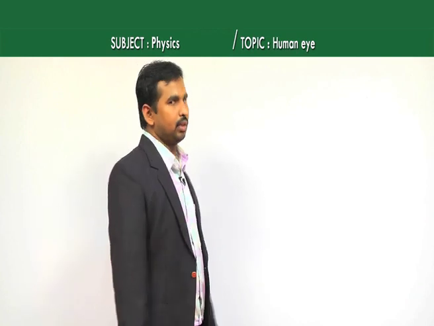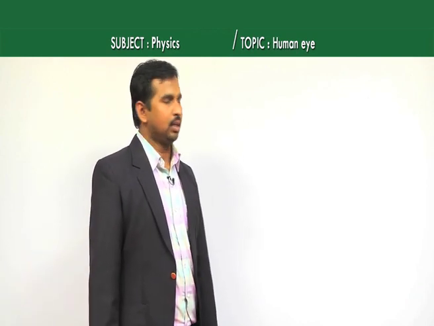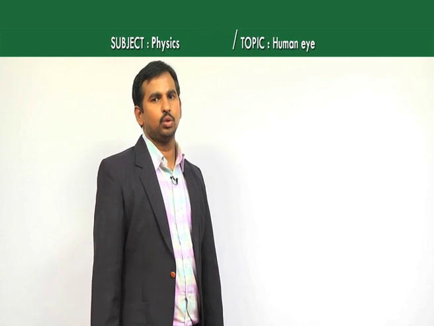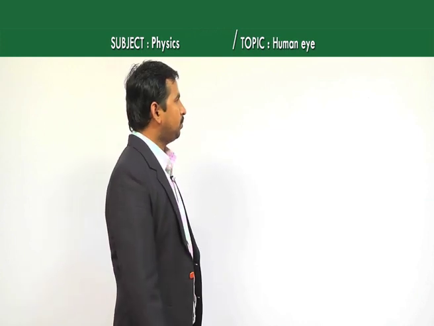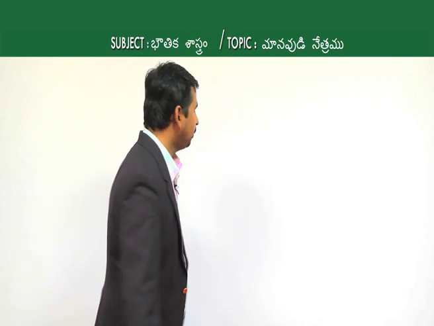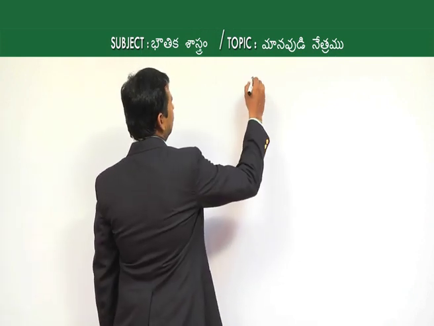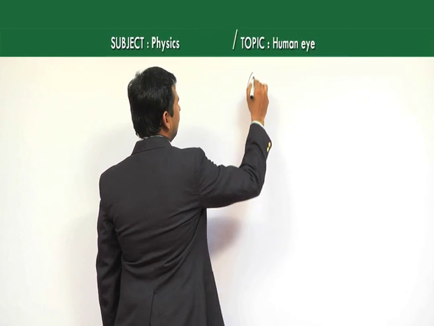Now we will see, based on the ray diagrams we discussed earlier, how the human eye works. At first, before going directly to the explanation of how the human eye works, first see the important parts of our human eye. Okay? Now, the first one we have to discuss is our eye lens.